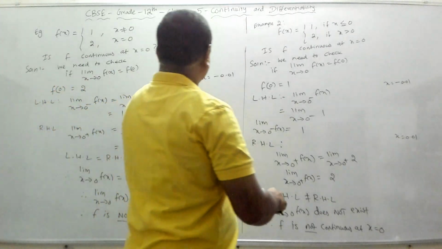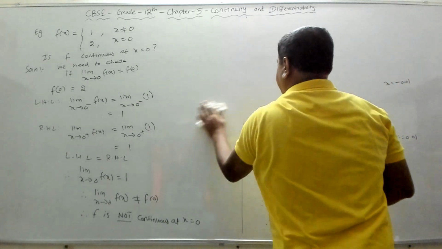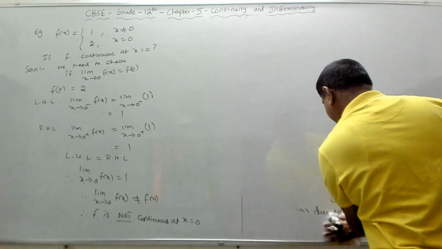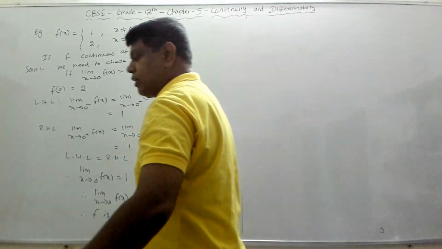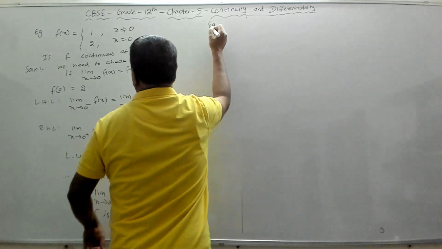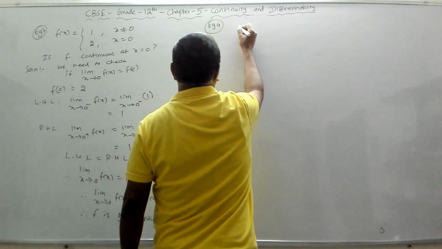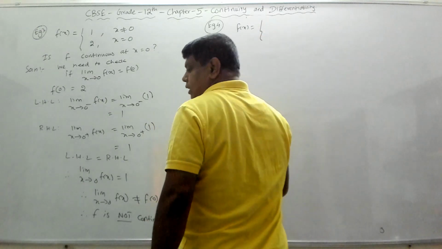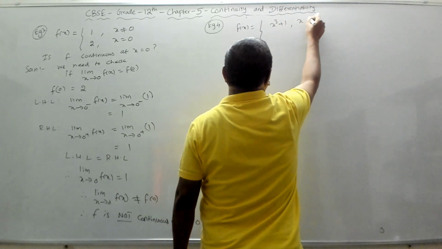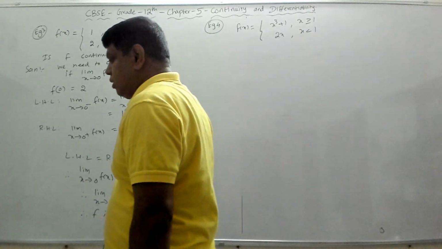Fine. So I'll do one more example. Suppose another example. I'm not giving any name because these examples are not from the book. Example 3, I'm going to give another example 4. Suppose we define f of x as x cube plus 1 when x is greater than or equal to 1, and it is 2x when x is less than 1.